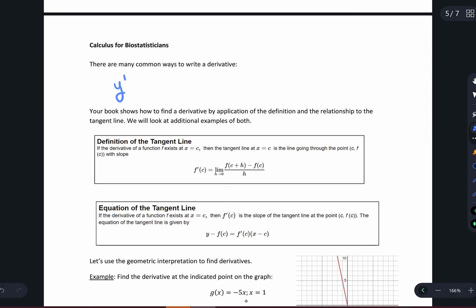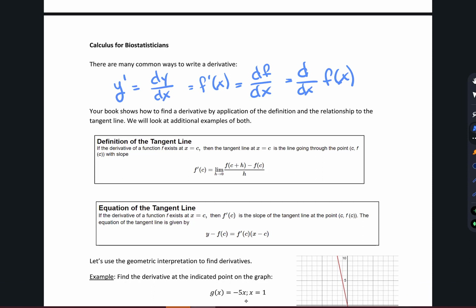So we could write y prime. We could write dy dx. We could write f prime of x, which is the one we just saw. We could write df dx. And we could write d dx f of x. And so all of these mean the same thing. I've seen all of them commonly used.